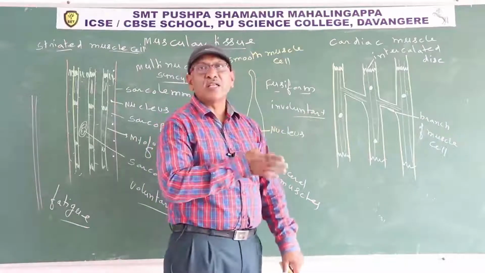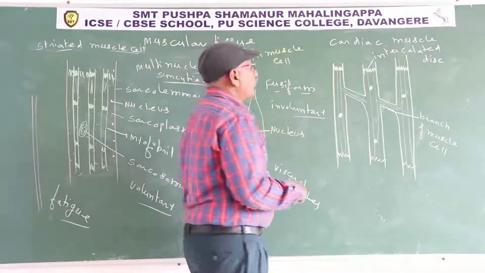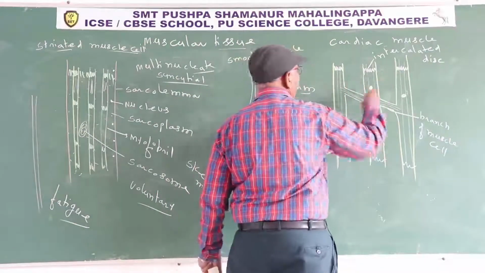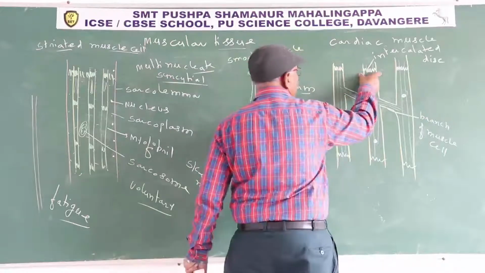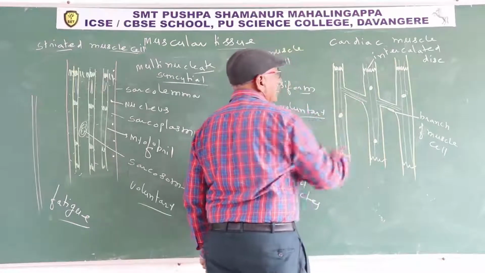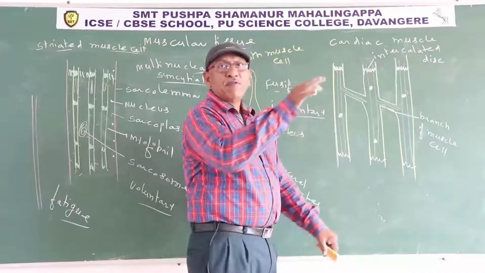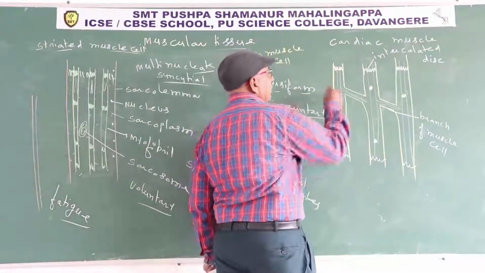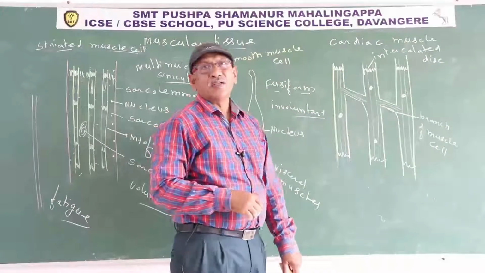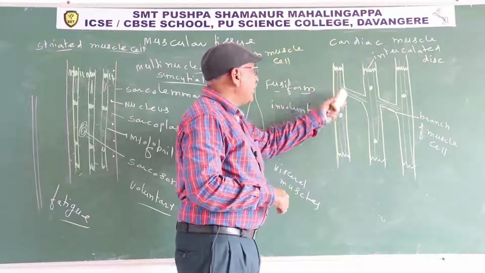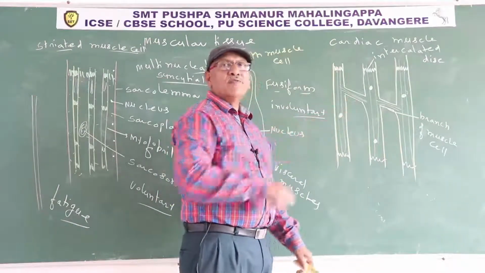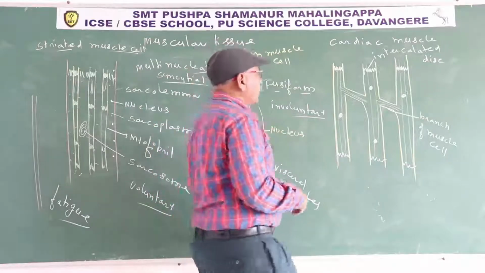Intercalated disc is also known as communication junction. So it conveys the wave of contraction from one end to another end of the muscle cell. Due to the presence of intercalated disc and branches of cardiac muscle, the wave of contraction quickly spreads from one end to another end of the cardiac muscle. So intercalated disc and branches of cardiac muscle cell boost the wave of contraction.